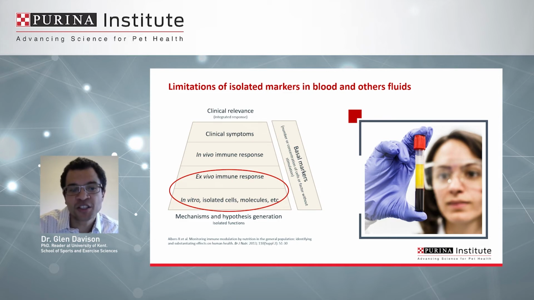So the pyramid that you can see on the left of the screen there is coming from the Albers reference. And basically what that acknowledges is that some of these isolated markers in blood and other fluids on their own are not the highest value. And what we're really interested in, or what we really should be interested in, is the clinical presentation, clinical symptoms, and also clinically relevant immune responses or clinically relevant markers, which give a representation of the whole integrated immune system working together as a functional unit.